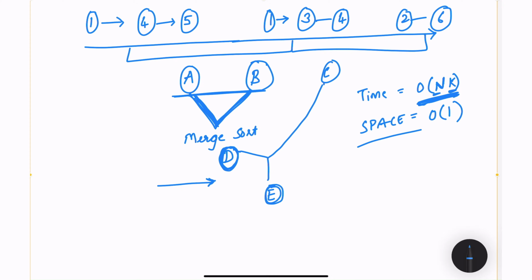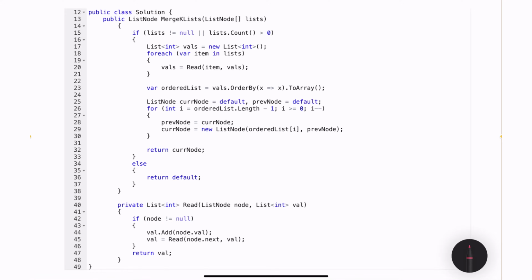Hence, our space complexity is better than the previous solution. I hope you were able to understand both of the explanations that I shared right now. Let me show you how we can implement both of these solutions using C#. So here is the solution for the first approach.